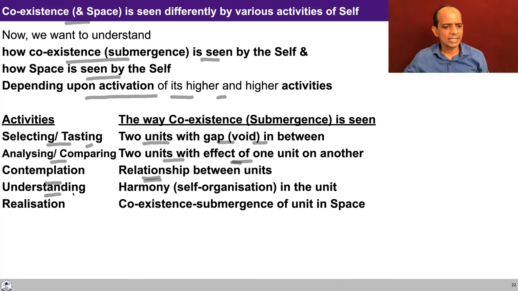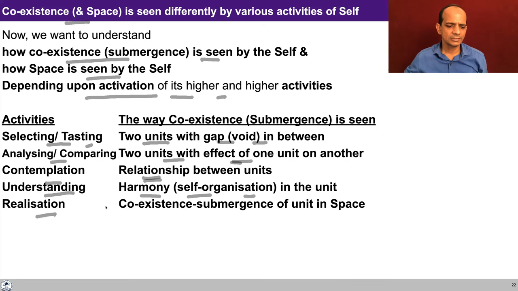At the level of understanding, I'm able to see the harmony, the self-organization in the unit. So I can see that the river is a harmony in itself. It is self-organized. The earth is in harmony in itself. It is self-organized. The tree is in harmony in itself. It is self-organized. My body is in harmony in itself. It is self-organized. So this is something that I'm able to see at the level of understanding.